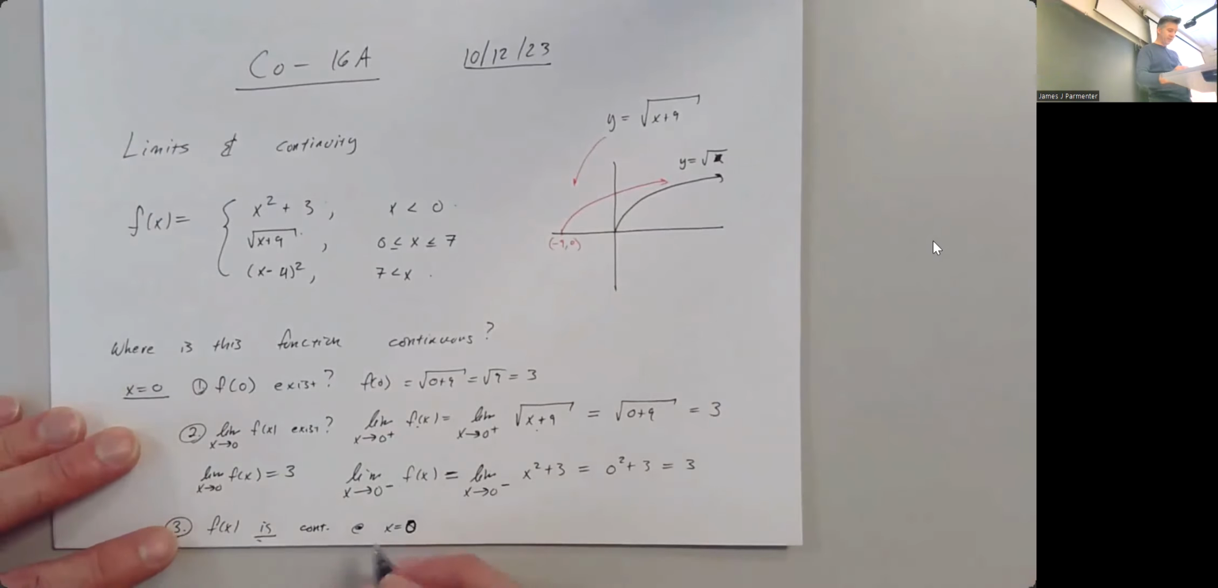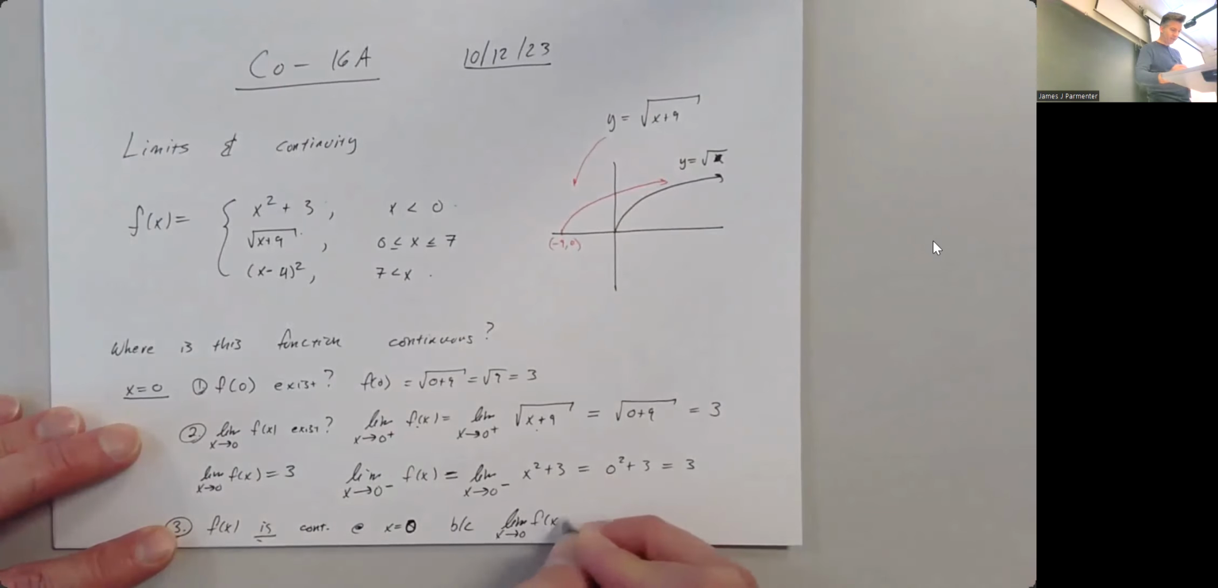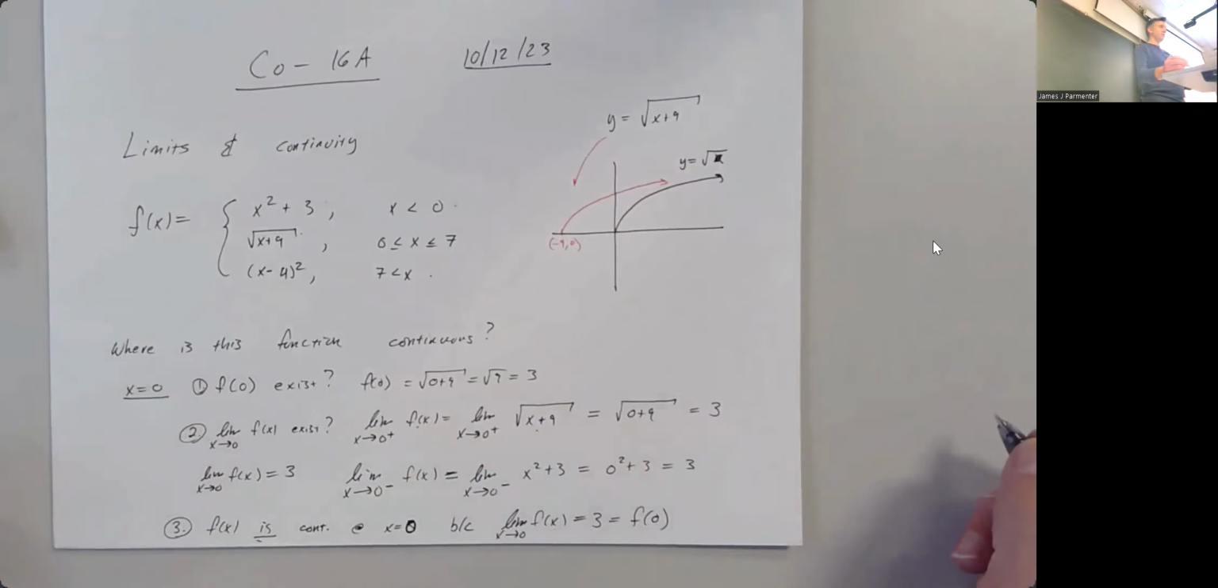So this is continuous at x equal to 0 because the limit as x approaches 0 of f of x is equal to the same thing that f of 0 is equal to. So that's the whole thing about being continuous at a point. The limit as x approaches that point has to equal the function value at that point.